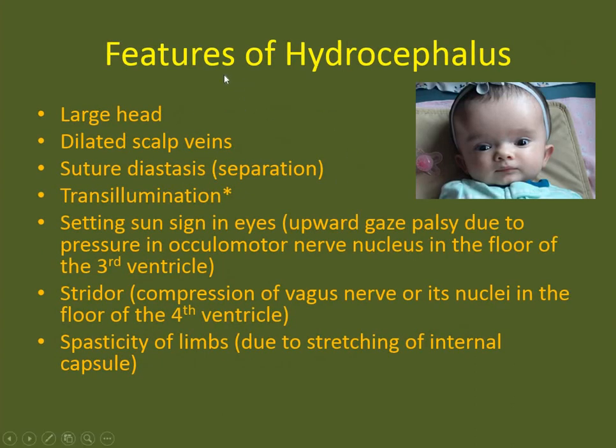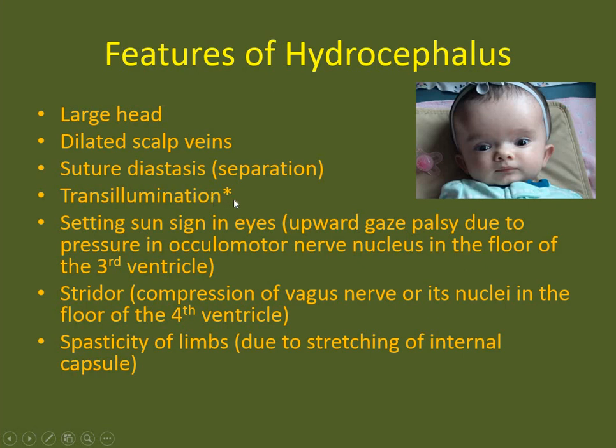So here are some common features of hydrocephalus. Of course, the large head, that's why we are discussing it here. Dilated scalp veins may be seen. Suture diastasis, which is the separation of sutures. So if you feel over the head of the baby, you can feel a ridge or a space between the sutures, the bones, right?